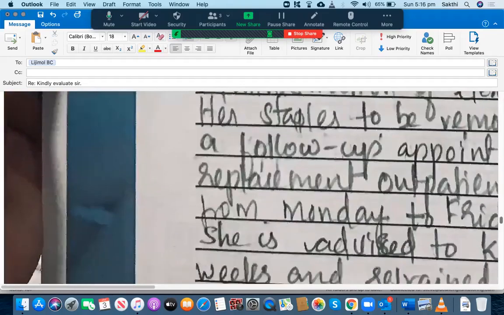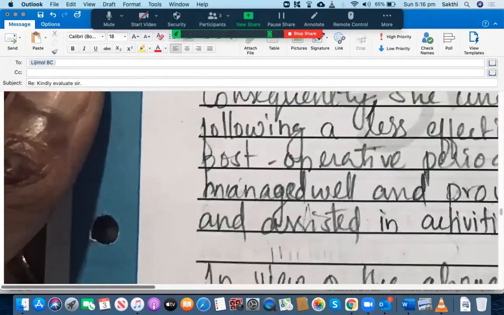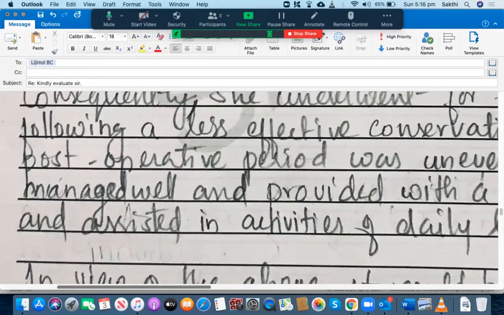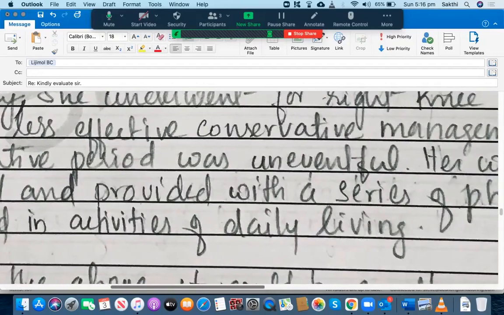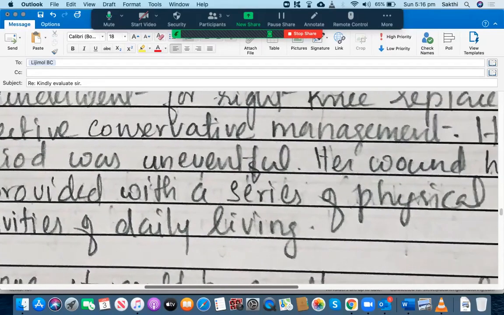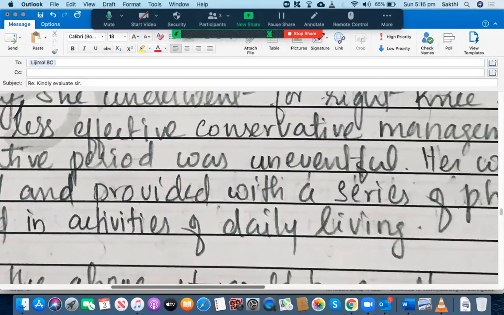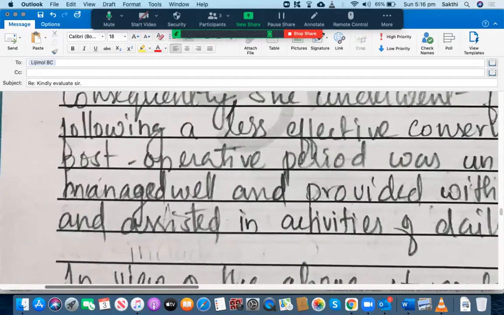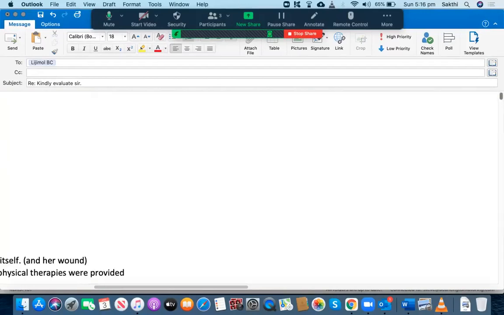All right, let's go through the next one. Yeah, we can start also at the beginning of the sentence in the writing. Yeah, that's all right. Whatever services were provided, yes, you can use them in the beginning. It is much better to use the passive voice instead of writing the active voice. So when you say a series of physical therapies were provided, and activities of daily living as well, you can include it here itself.